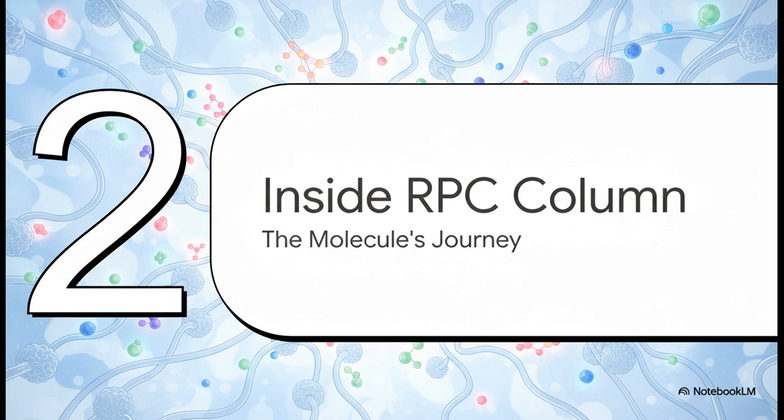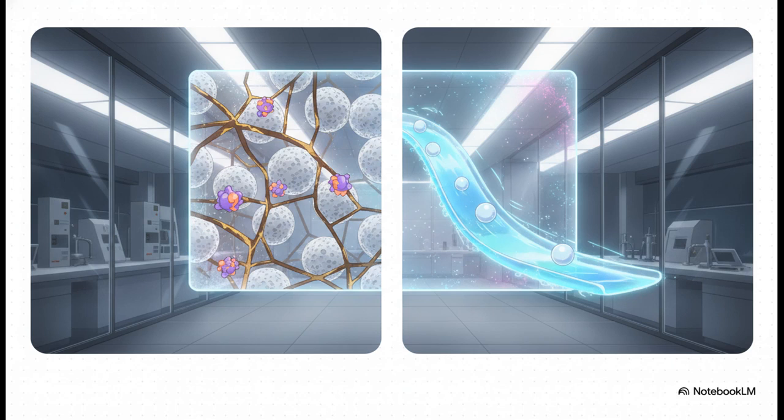Moving right along to Section 2, inside the RPC column, the molecule's journey. To really understand how this works, you kind of got to visualize the inside of this column as a microscopic obstacle course. On one hand, you have the stationary phase. This consists of porous silica particles chemically bonded with these long, nonpolar hydrocarbon chains, stuff like C18 or C8. These act as a sticky obstacle course for hydrophobic or water-fearing molecules.